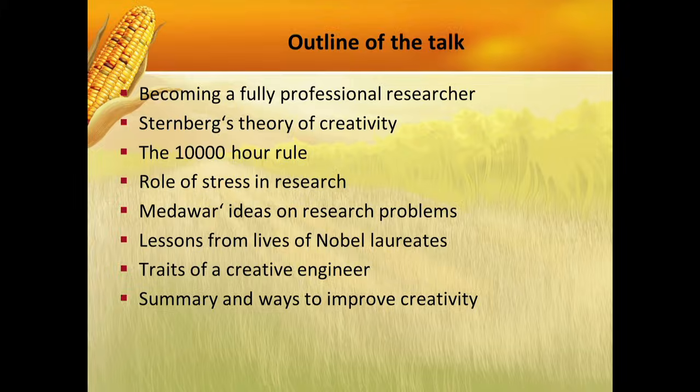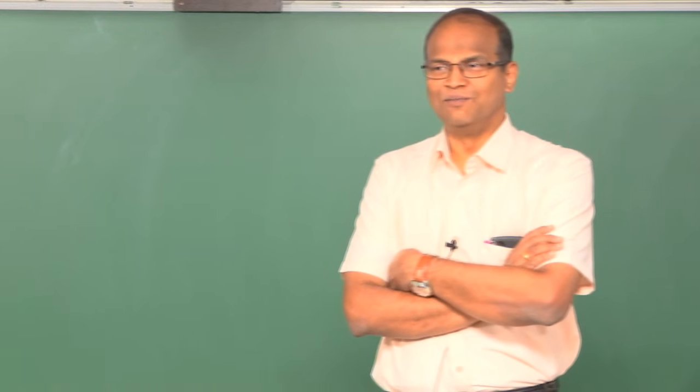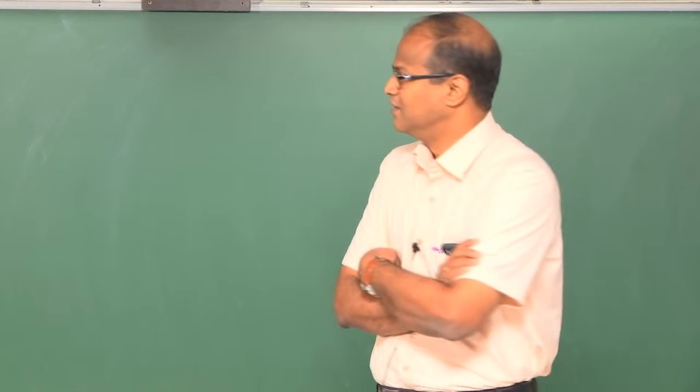Alright. So the outline of the 2 lectures will be as follows. First we will see what are the attributes of becoming a fully professional researcher. Then we look at Professor Sternberg's theory of creativity. He is a professor at Yale University, US. Then we look at the 10,000 hour rule by Herbert Simon, Nobel laureate. Then what is the role of stress in research? All of you are doing research, so obviously stress is an integral part of research. So we need to be stressed, but we should not be too much stressed.